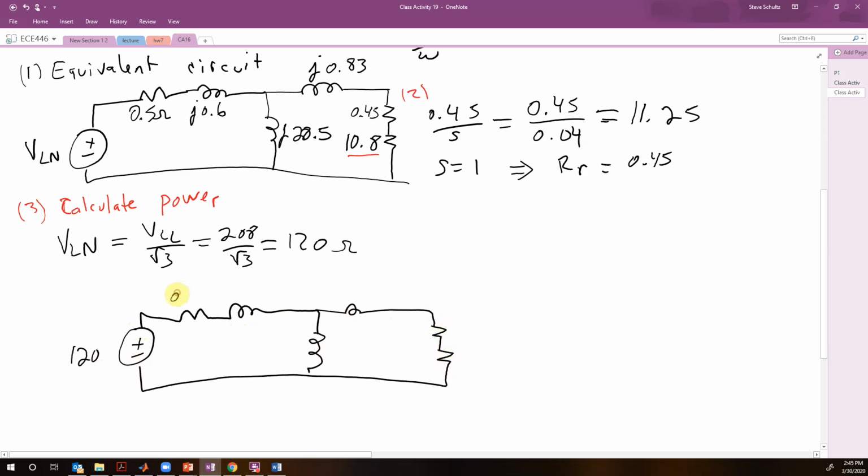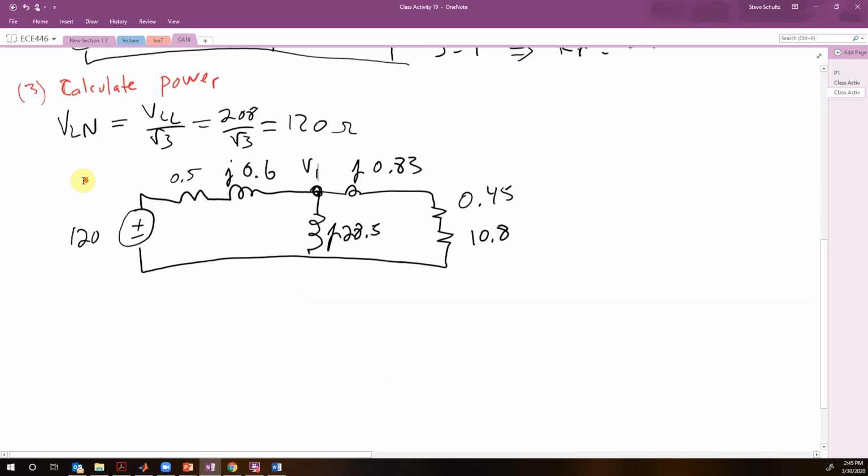So this is 0.5, this is j0.6, this is j0.83, j28.5, 0.45, 10.8. So we're trying to find the power in that resistor. So let's use node voltage, and we will call this V1.